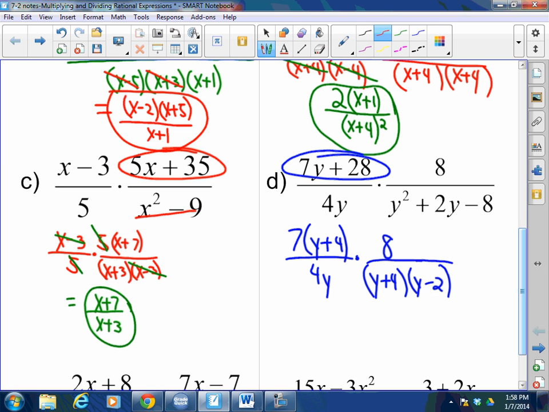Okay. 4 goes into 4 one time. 4 goes into 8 two times. I can take out a y plus 4 and a y plus 4. So my final answer here would be 14 over y times y minus 2. Great job, guys.